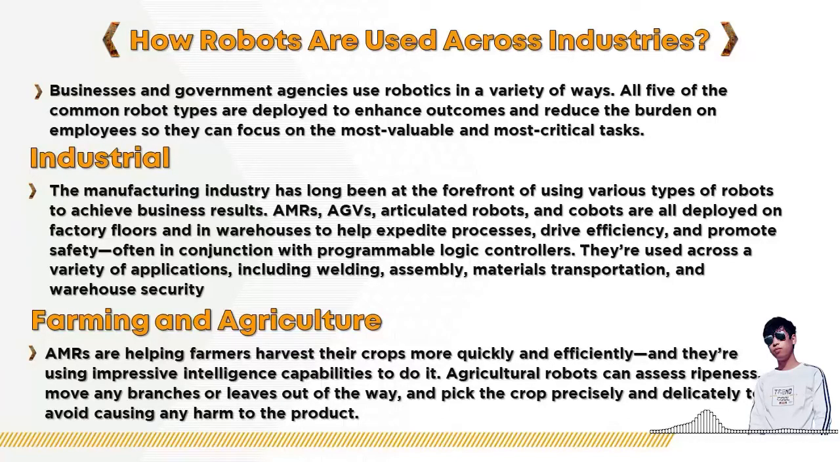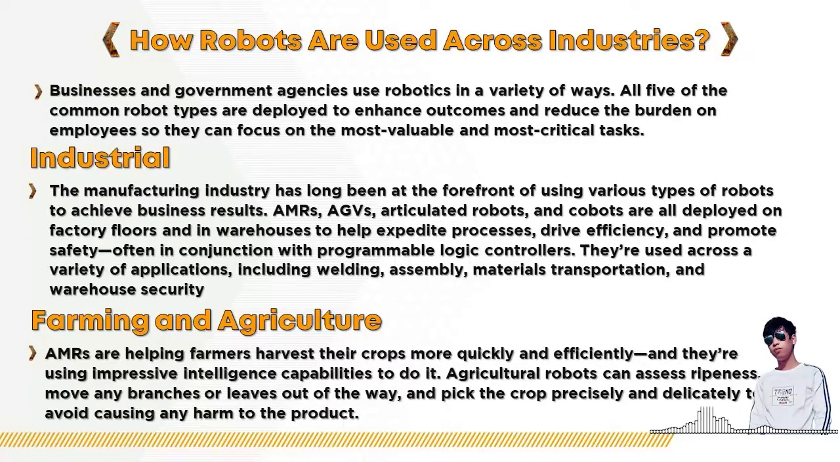Robots used for industrial. The manufacturing industry has long been at the forefront of using various types of robots to achieve business results. AMRs, AGVs, articulated robots, and cobots are all deployed on factory floors and in warehouses to help expedite processes, drive efficiency, and promote safety, often in conjunction with programmable logic controllers. They're used across a variety of applications, including welding, assembly, materials transportation, and warehouse security.